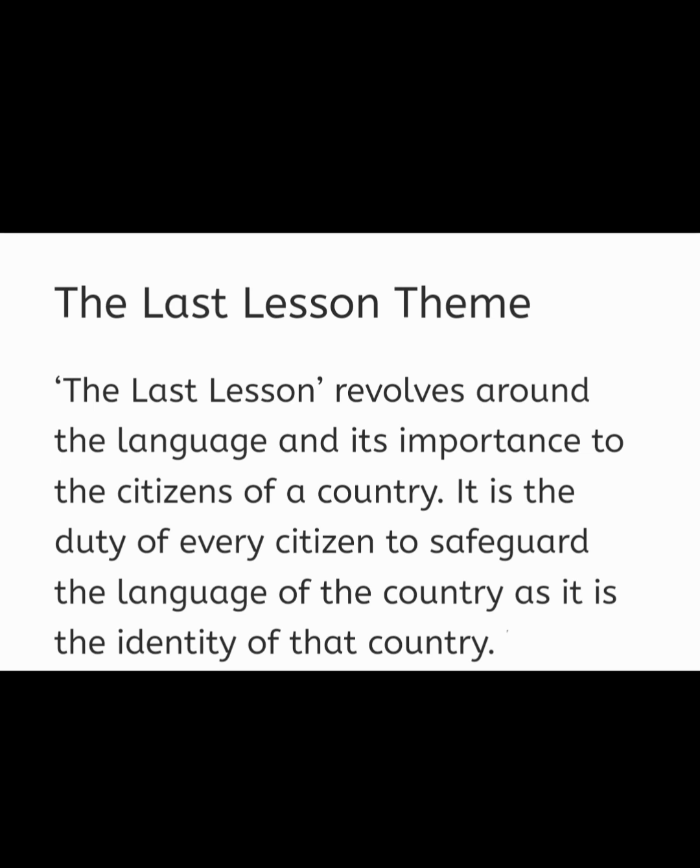So what is the theme of the Last Lesson? It revolves around language and its importance to the citizens of a country. And of course, it is the duty of every citizen to safeguard the language of the country, as it is the identity of that country. It is the key to their prison.